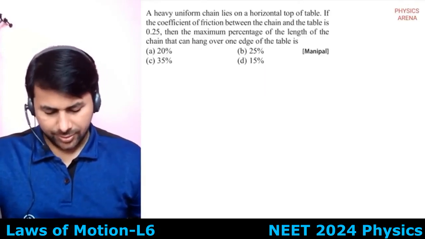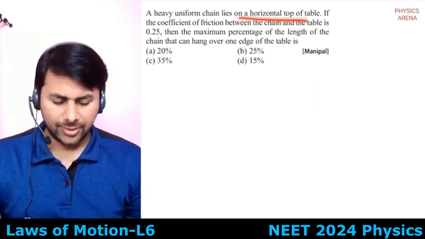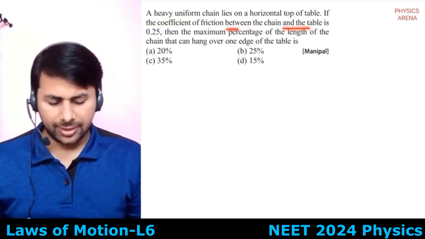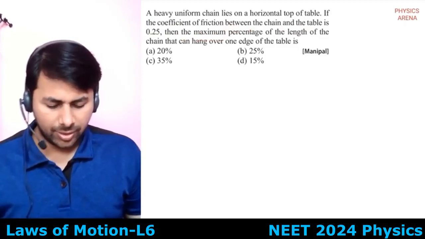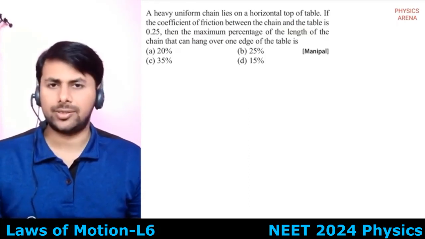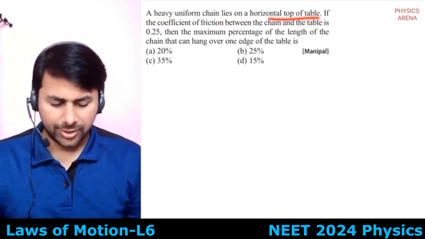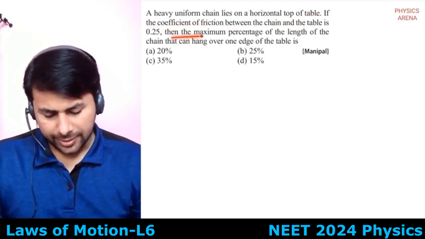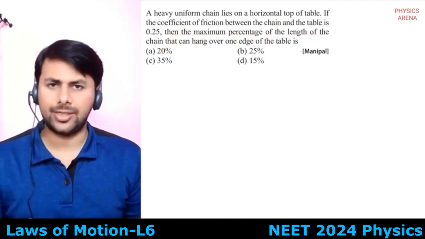All right. So then let's see the next problem. A heavy uniform chain lies on a horizontal top of a table. If the coefficient of friction between the chain and the table is 0.25, then the maximum percentage of the length of the chain that can hang over one edge of the table is. This is the question. You have a heavy uniform chain which lies on a horizontal top of a table. The coefficient of friction is given, and the maximum percentage of length of the chain that can hang over the edge.